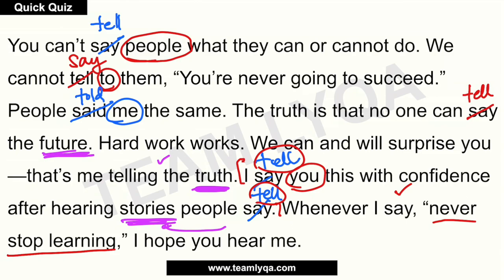Ang gagawin natin sa kanya, gagawin natin na I say this na lang. I say this with confidence after hearing stories people tell. So, para lang hindi naman dalawang tell yung nasa sentence. Okay? Para lang mas i-improve pa natin siya ng konti. Okay? That's just my take dito sa sentence na ito. Now, again, quick little editing tip lang din. Dahil yung never stop learning is something na can stand alone naman sa sentence, you can actually turn this into capital na lang. Never stop learning like that.